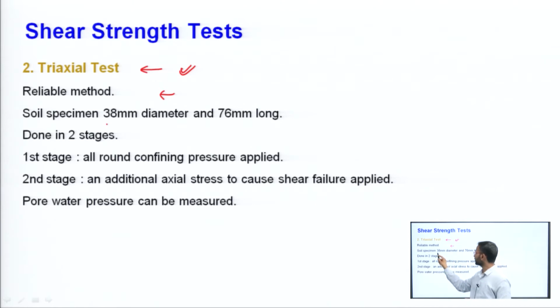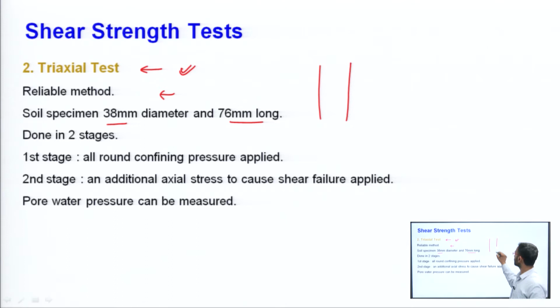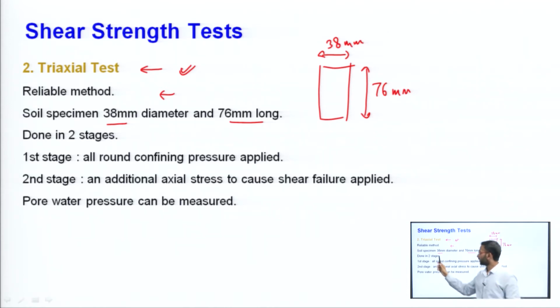Okay. So, the soil specimen is 38 mm in diameter and 76 mm long. If this is the soil sample here, this is the 76 mm length and the diameter is literally half, so it is 38 mm. A very important thing is that it is done in two stages. The first stage is where an all round confining pressure is applied. In the second stage, an additional axial stress to cause shear failure is applied.